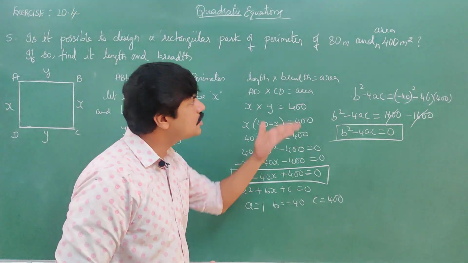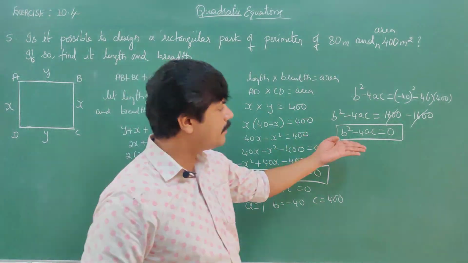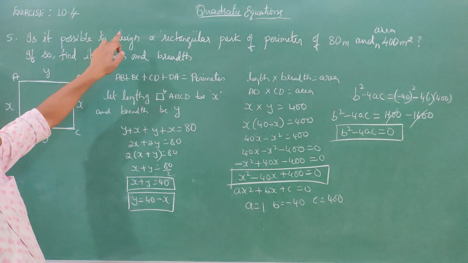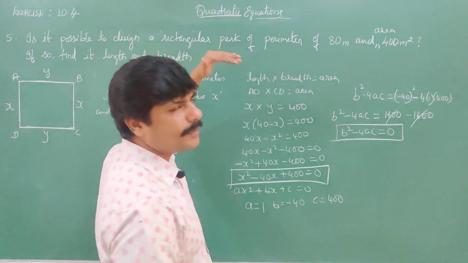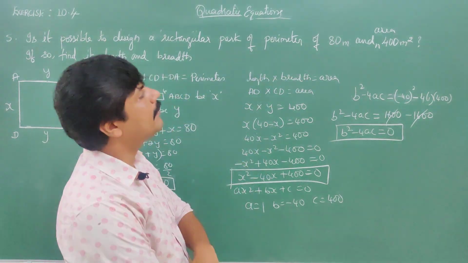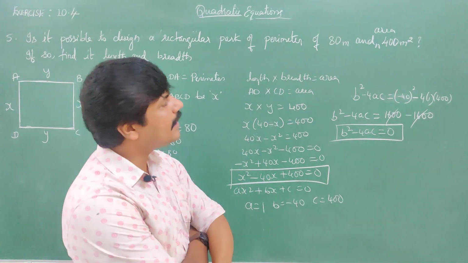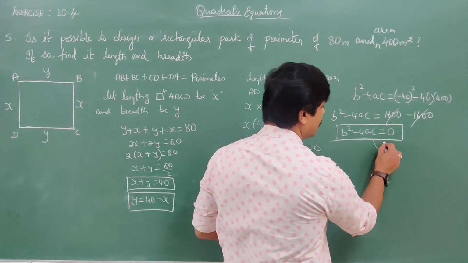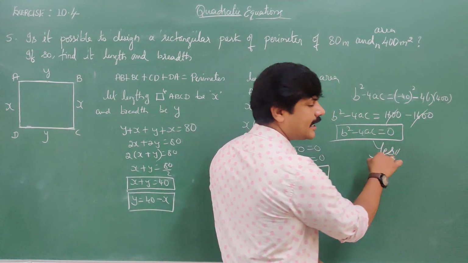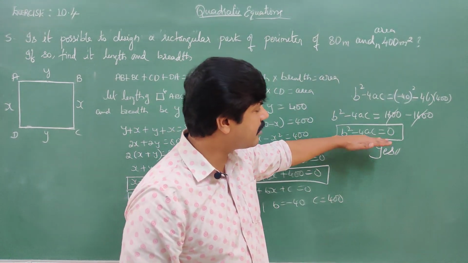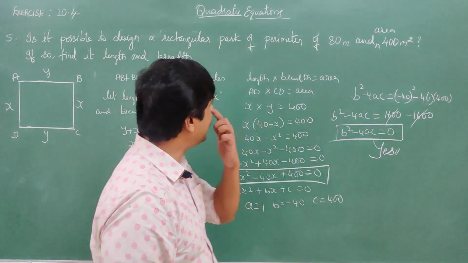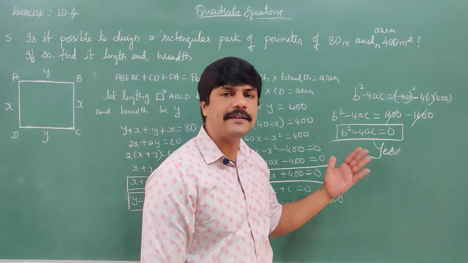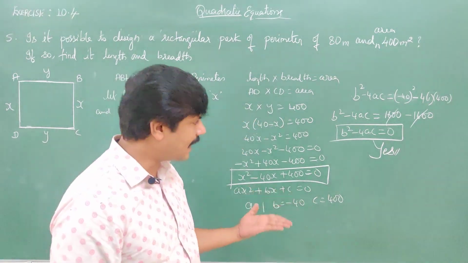Understand? Since B square minus 4AC is equal to 0, we can answer: is it possible to design a rectangular park with a perimeter of 80 meters and an area of 400 square meters? Yes, it is possible, based on B square minus 4AC being equal to 0. The second question is, if so, find its length and breadth. Finding its length and breadth is nothing but finding the roots. In that way it is asked.